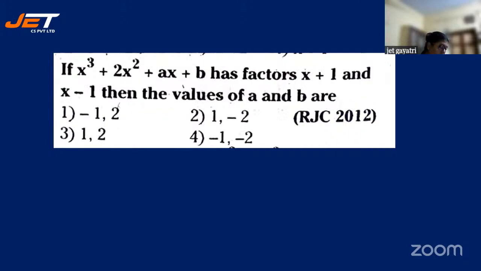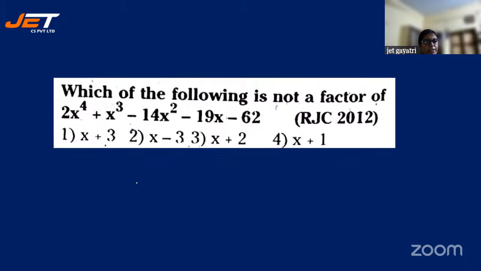See the next question. Very few more slides left, students. Let's finish it. x cube plus 2x square plus ax plus b has factors x plus 1 and x minus 1, meaning x is equal to plus 1, x is equal to minus 1. Then the values of a and b are: minus 1 comma 2, 1 comma minus 2, 1 comma 2, or minus 1 comma minus 2? It should be minus 1 comma minus 2. All right, see the next question.